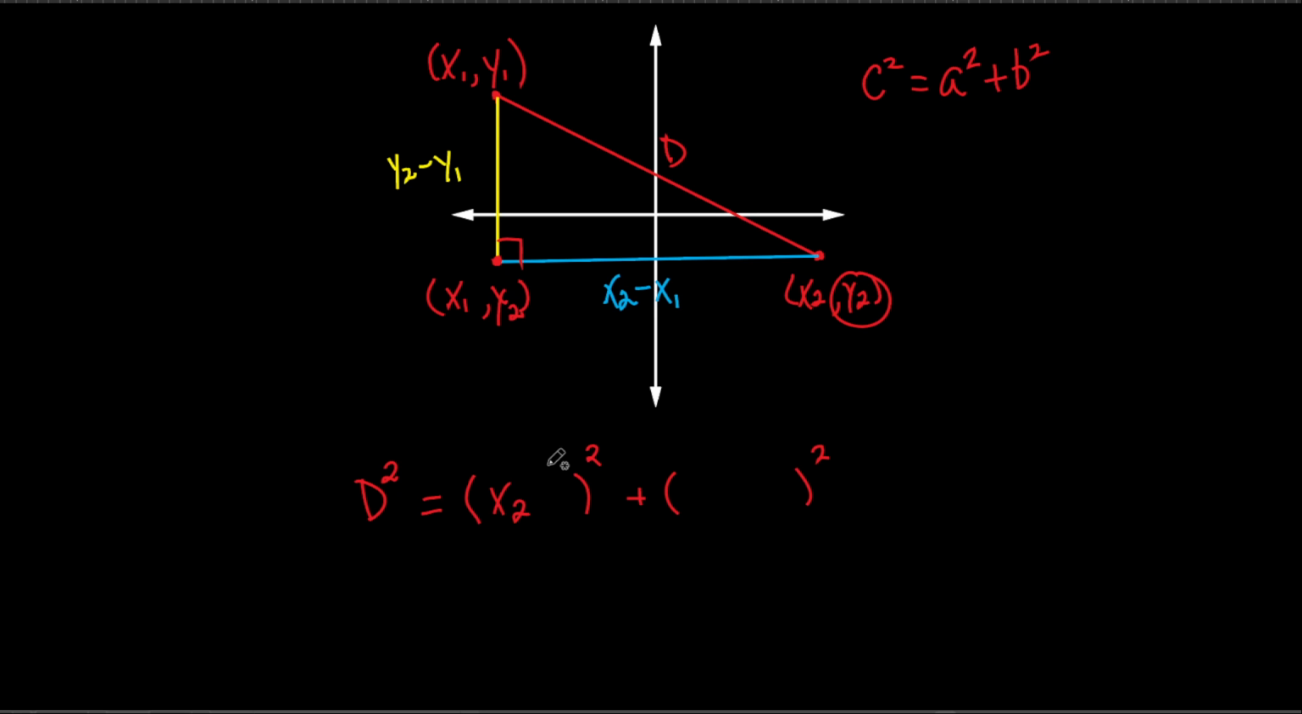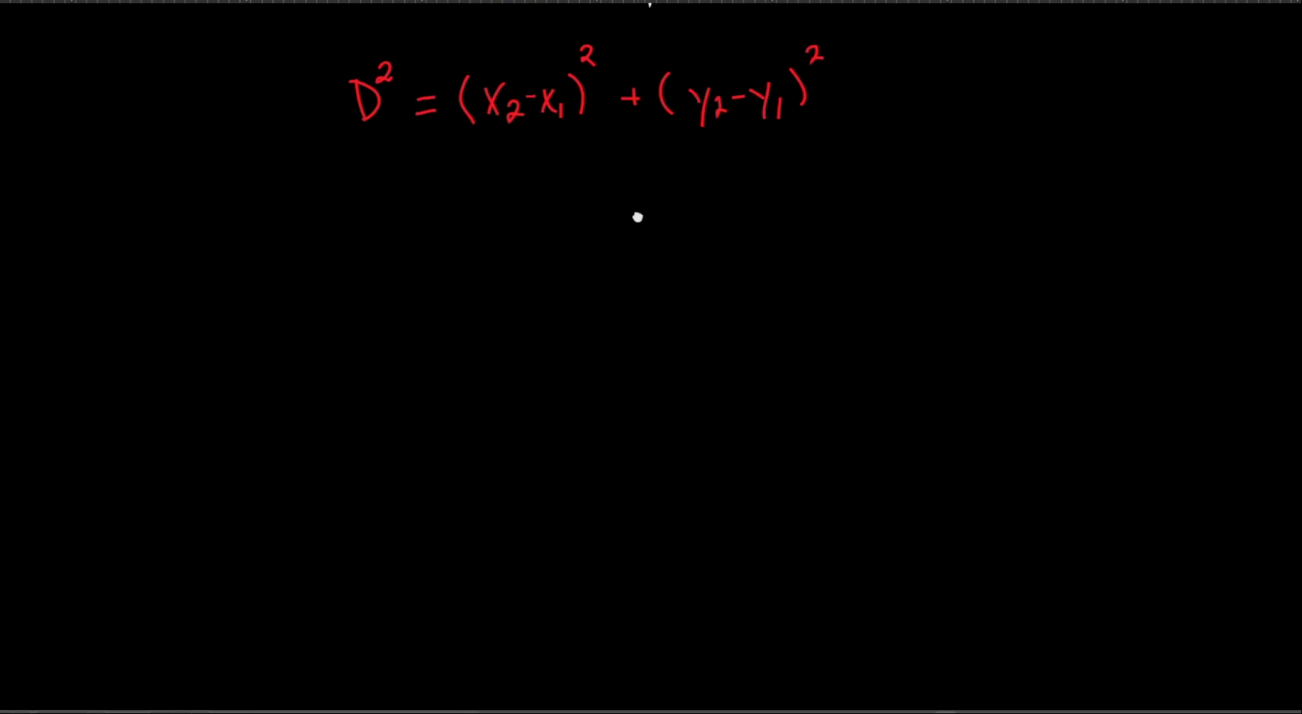Actually, it doesn't matter. Let's see. The book, what does the book do? It depends on which book. Yeah, I guess we could just do the x's. I think they do the x's. So it's x2 minus x1. That's the length of the blue one. And what's the length of the yellow one? It's y2 minus y1. This is one of the sides squared, right? Just like this. This is the other side squared. This is the hypotenuse squared. So we took this and we put it into the Pythagorean theorem, and now we almost have our distance formula.